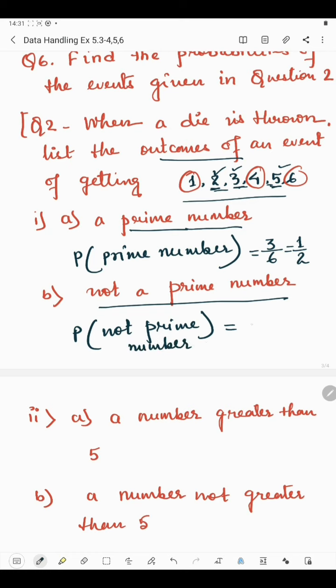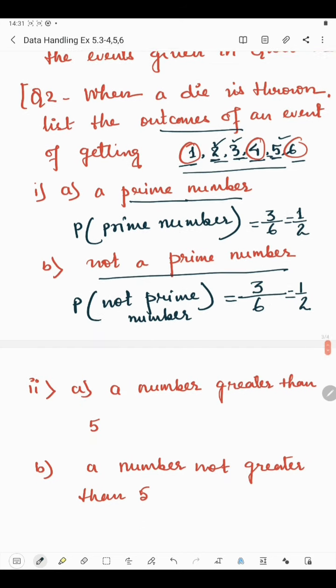we write the total number in the denominator, so it's 6. It will remain the same as there are 6 possible outcomes, and out of this 3 not prime numbers are there, so we'll write 3 by 6. Again 3 by 6 can be written as 1 by 2. So 50% chance of getting a prime number, and 50% chance of getting a not prime number.